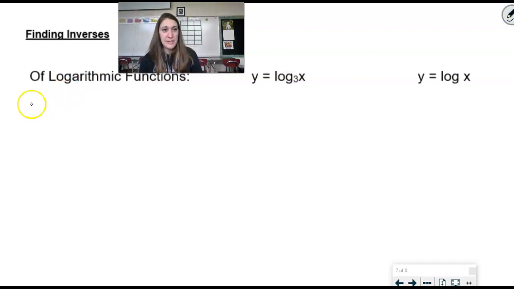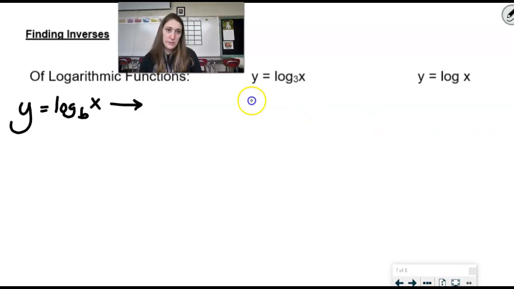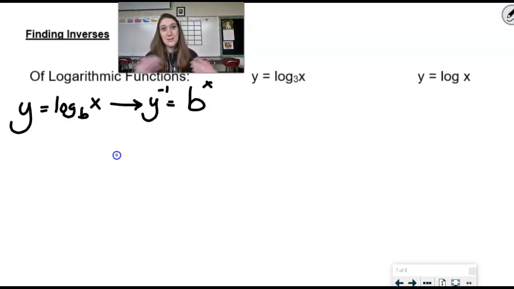So I'm going to just write down a general form here. So if you have a logarithm, right? Logarithm of base b. His inverse, which I'll call y inverse like this, is just going to be an exponential of base b. So the inverse to a logarithm is an exponential. The inverse to an exponential is a logarithm.